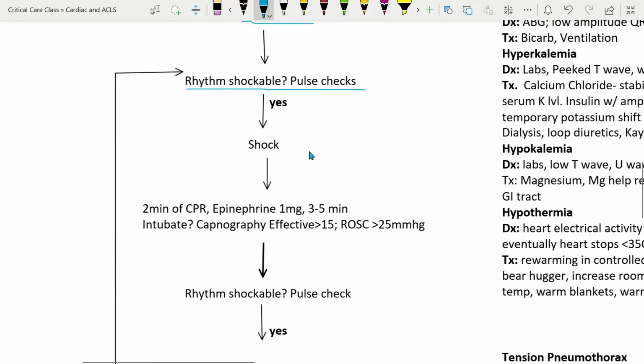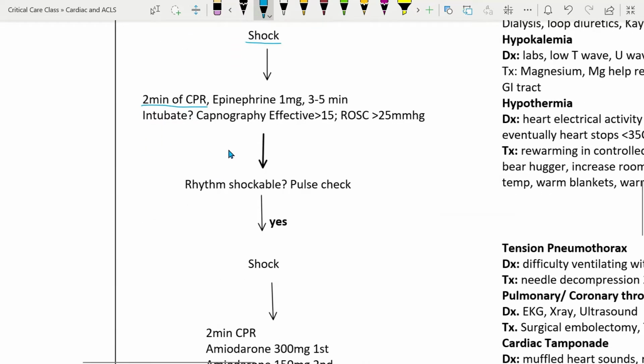If ventricular fibrillation or ventricular tachycardia is still present, a shock is advised with 200 to 360 joules. After the second shock, CPR is recommended to be resumed immediately, and 1 mg of epinephrine can be given. 1 mg of epi can be given every 3 to 5 minutes. Considerations for an advanced airway and connection to capnography can be made at this time.